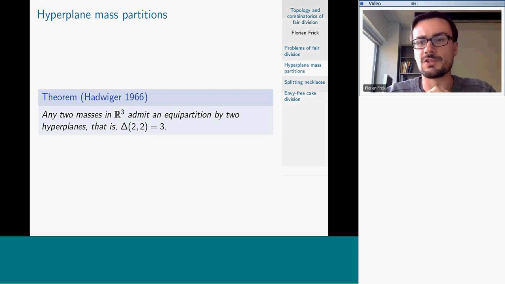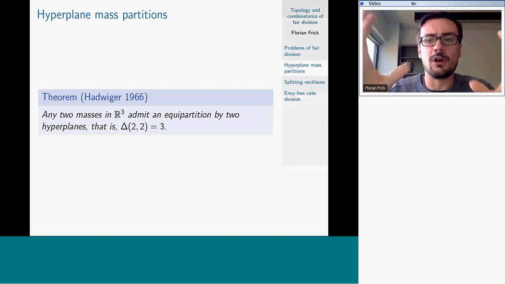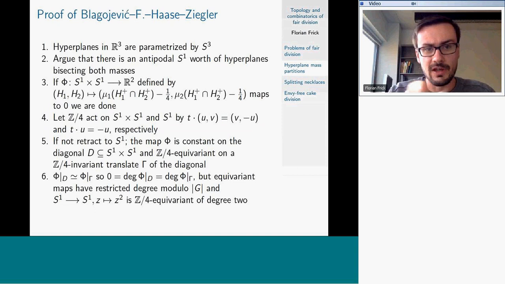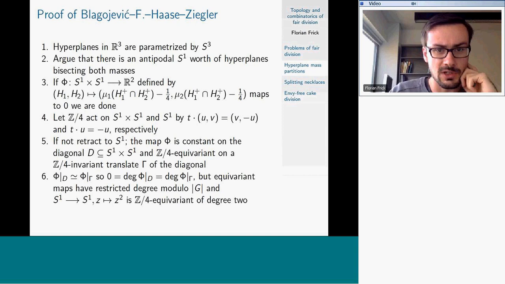What Ramos showed is this is possible in three space. If you have two convex bodies in three space, then there are two hyperplanes that partition them into four equal pieces each. And your proof outline, not of Ramos's proof, but of a proof they found together with my co-authors Pavle Blagojević, Albert Haase and Günter Ziegler from Berlin. So how can you prove this?